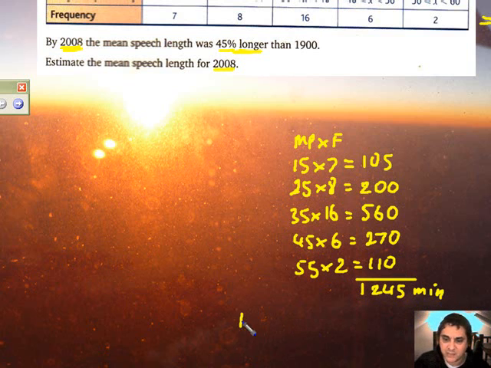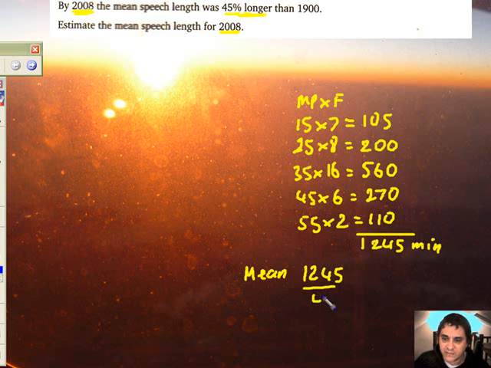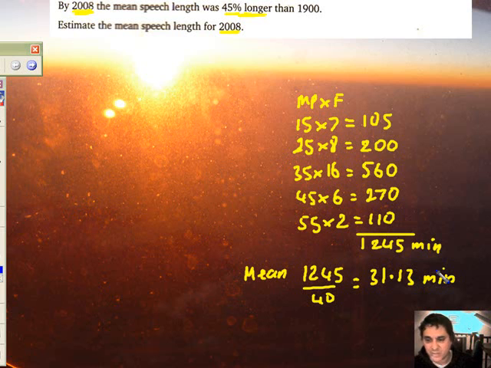Now let's just get the mean. The mean is going to be the total length of time giving speeches divided by 40 speeches. We're going to find the mean time. So here we go. 1245, divide that by 40. That gives us an average speech of 31.13 minutes. Just going to 2 decimal places there.